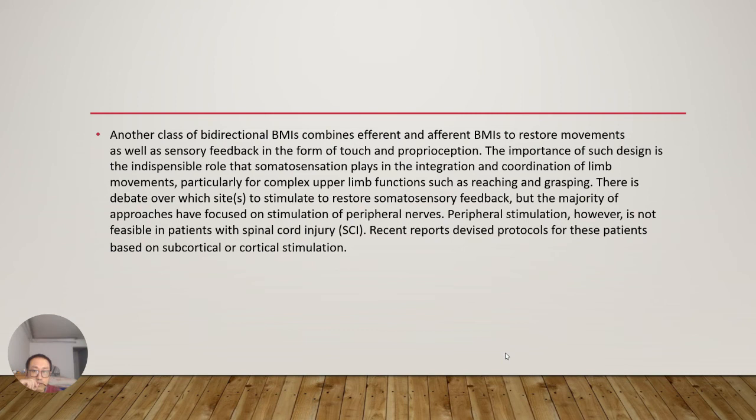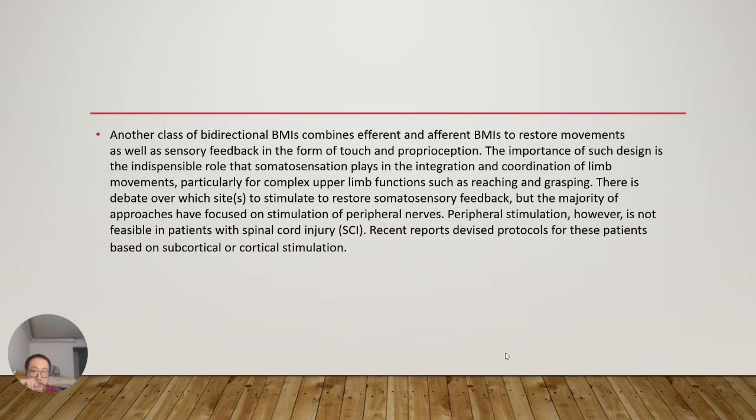Another class of bidirectional BMIs combines efferent and afferent BMIs to restore movements as well as sensory feedback in the form of touch and proprioception. The importance of such design is the indispensable role that somatic sensation plays in the integration and coordination of limb movements, particularly for complex upper limb functions such as reaching and grasping.